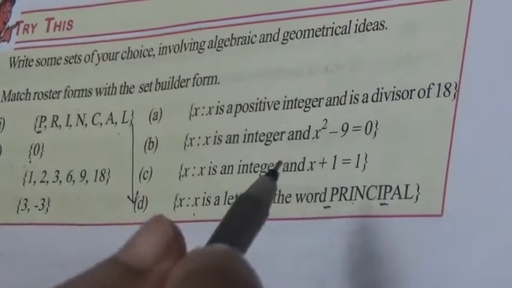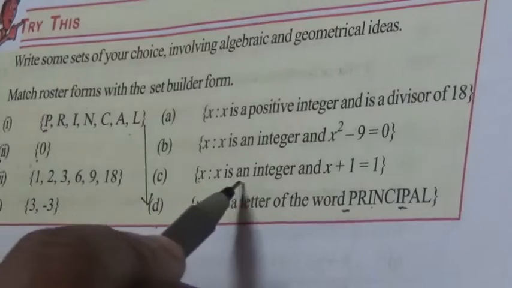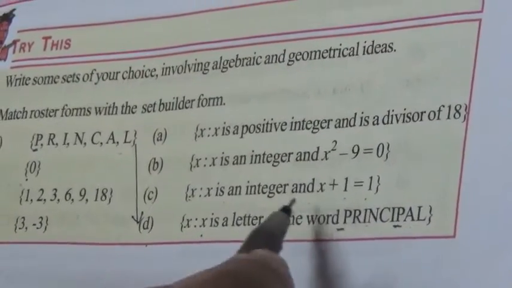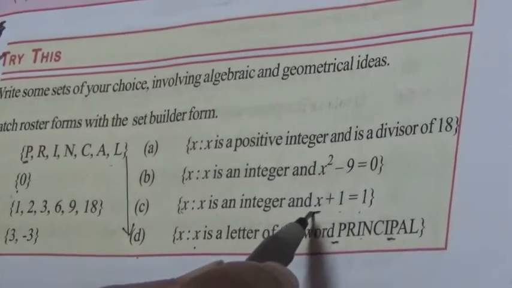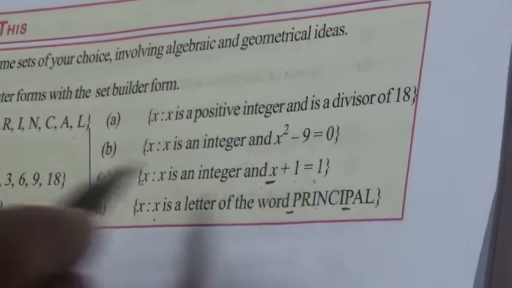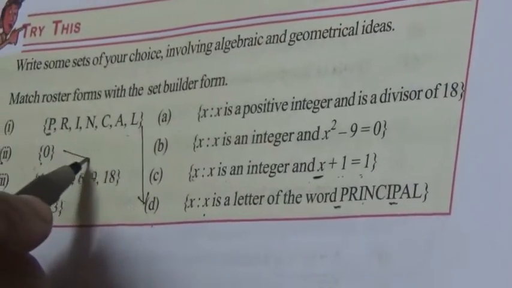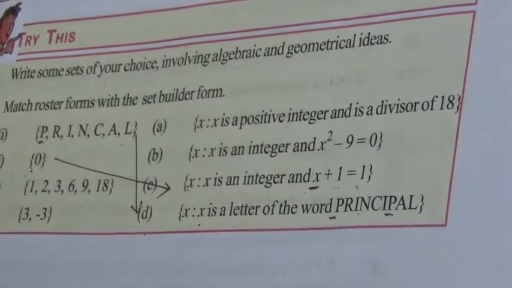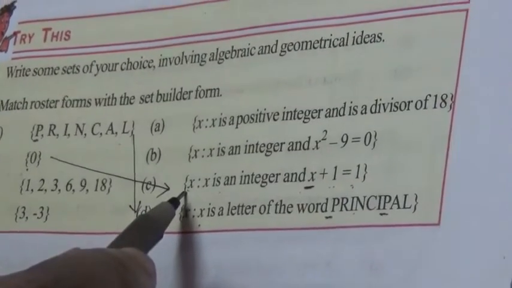Okay, look here. So x colon x is an integer, x plus 1 is equal to 1. Which number do you have to write here? 0. 0 plus 1 is equal to 1. That's why you match these two. Second one is matched to C.